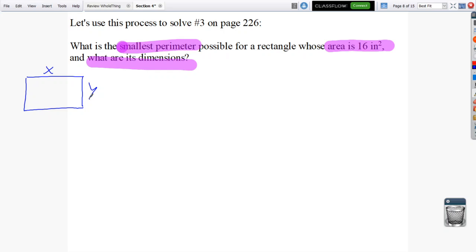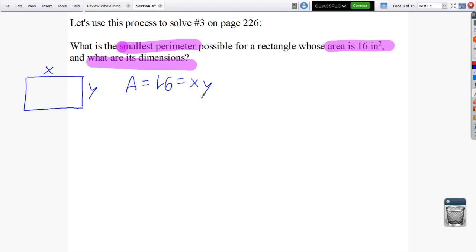All right? Now I'm going to try to put together all of this stuff that I have up here, all the highlighted stuff that I have. So let's see. This is where I'm writing my equations, by the way. One equation that I have is my area is going to be equal to, well, I have my area, it's 16 square inches. And I happen to know that in a rectangle, area is length times width. In this case, I have X times Y.